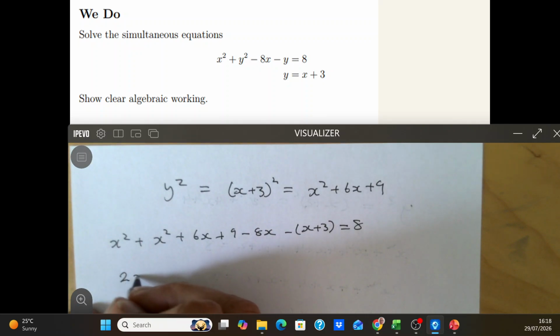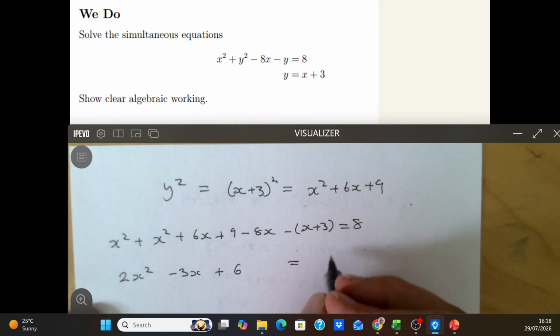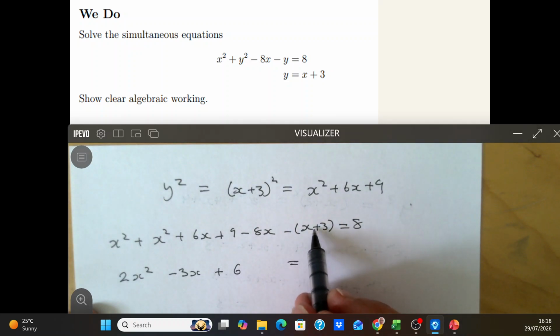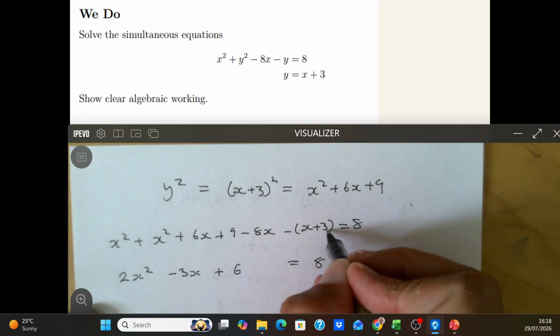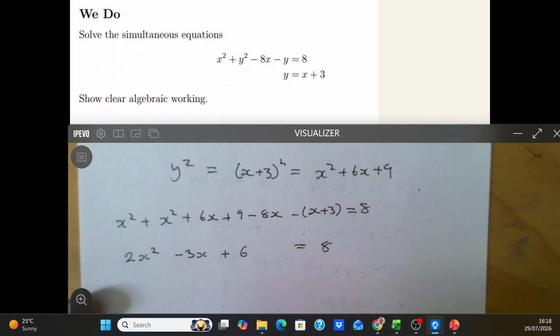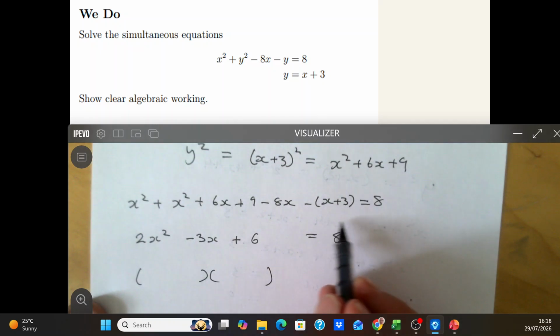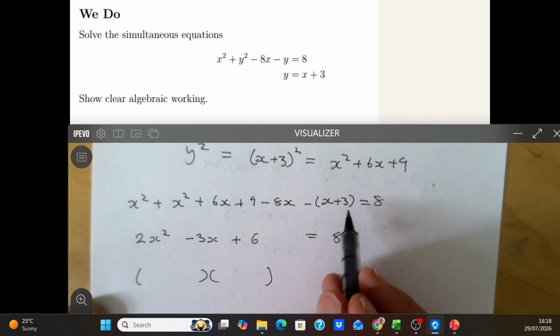So that was going to give me 2x squared minus 3x plus 6 equals 8. A lot of students have a problem with this because they forget that is minus 3 when you're taking that away. This factorises, and of course, if you weren't a grade 8-9 student, I would be re-explaining that to you.